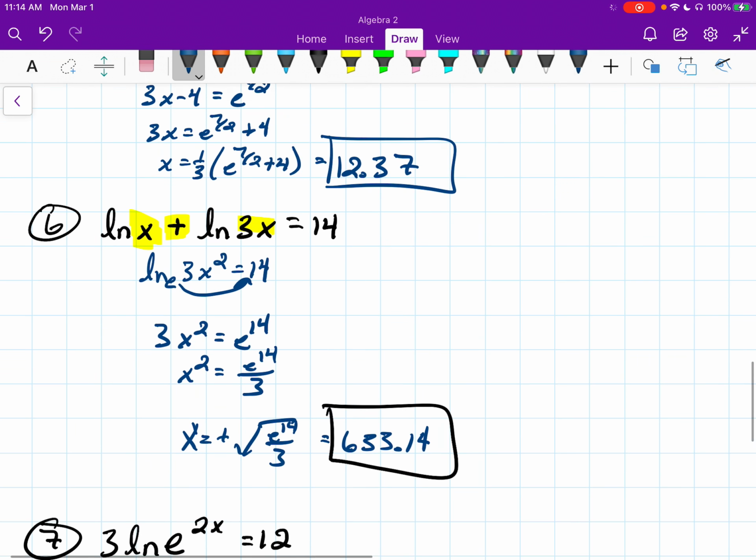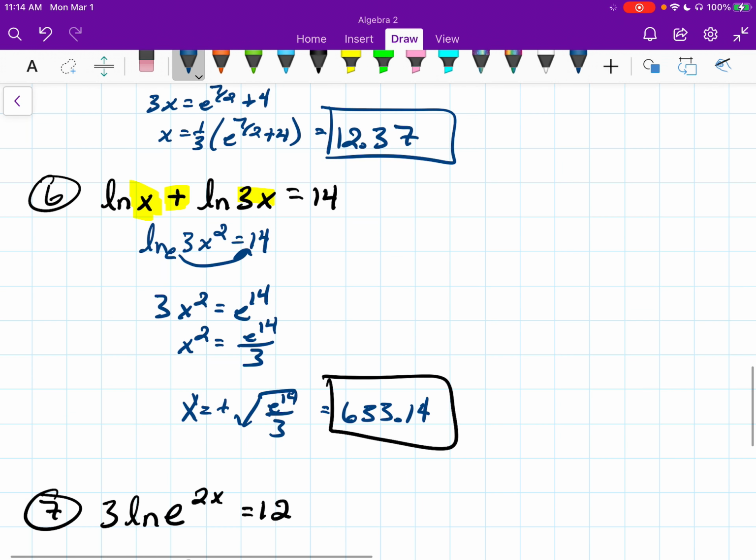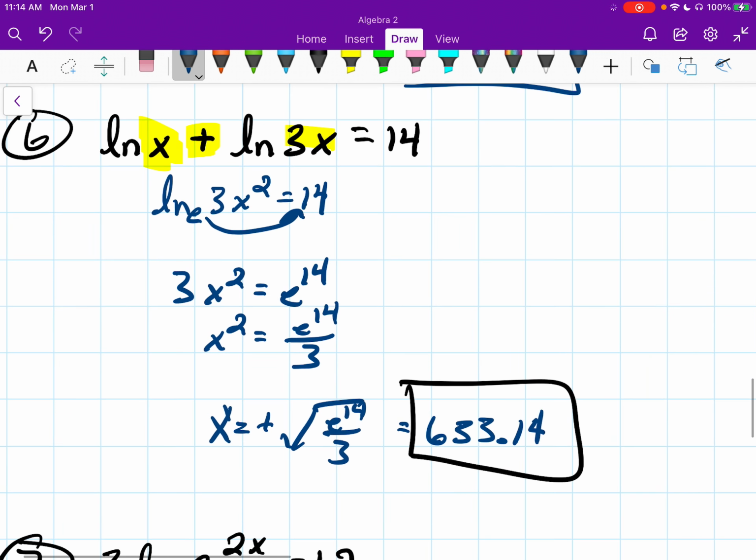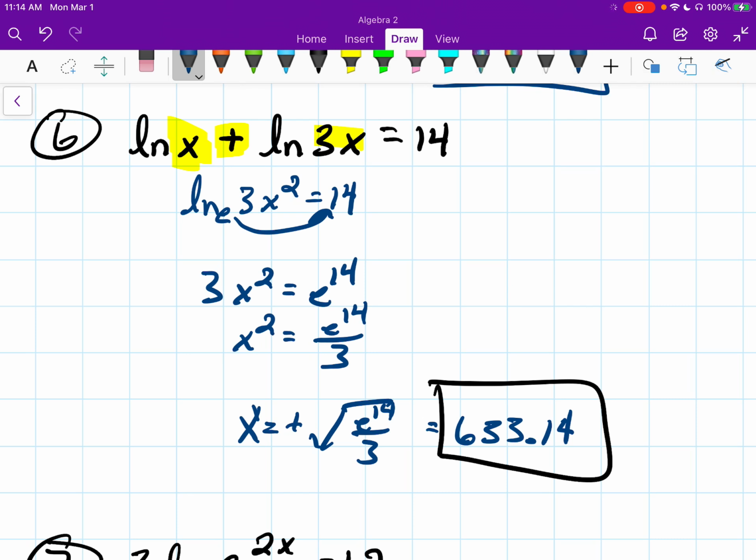All right, make sure you know how to do these problems. Make sure you especially know how to do the ones whenever you have a plus or minus or some kind of root. Make sure you pay attention to the way that number 6 was done, where we multiplied those together.